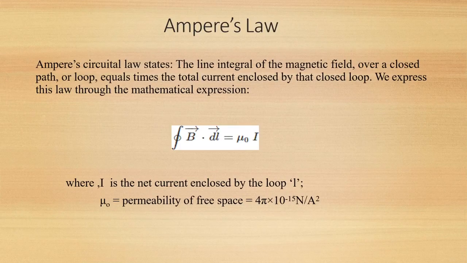We can also say it in the form of magnetic intensity. That is, Ampere's circuital law states that a line integral of H around a closed path is exactly the same as the current enclosed by the path. That is, closed integral H dl is equal to I enclosed. Here I is nothing but the net current enclosed by the loop, and mu naught is the permeability of free space, that is 4 pi into 10 power minus 7 N by A square.